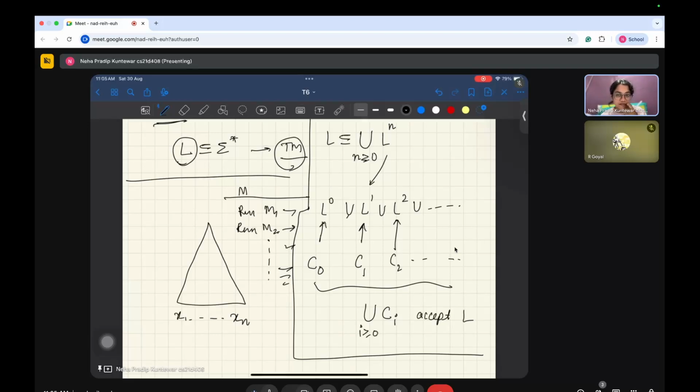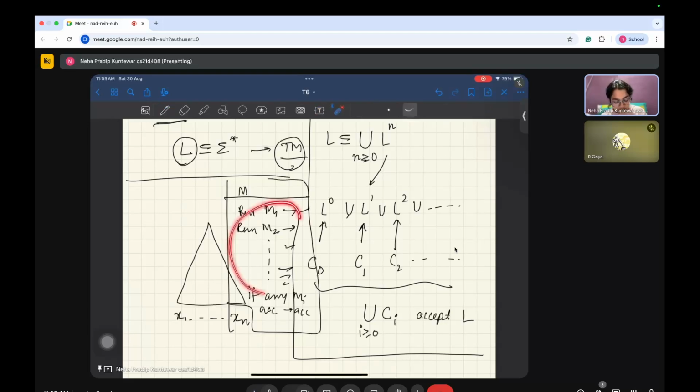So then we say that if any of the Mi's accept, then we will accept. So this machine is actually internally doing the same thing: running them and then making a decision.